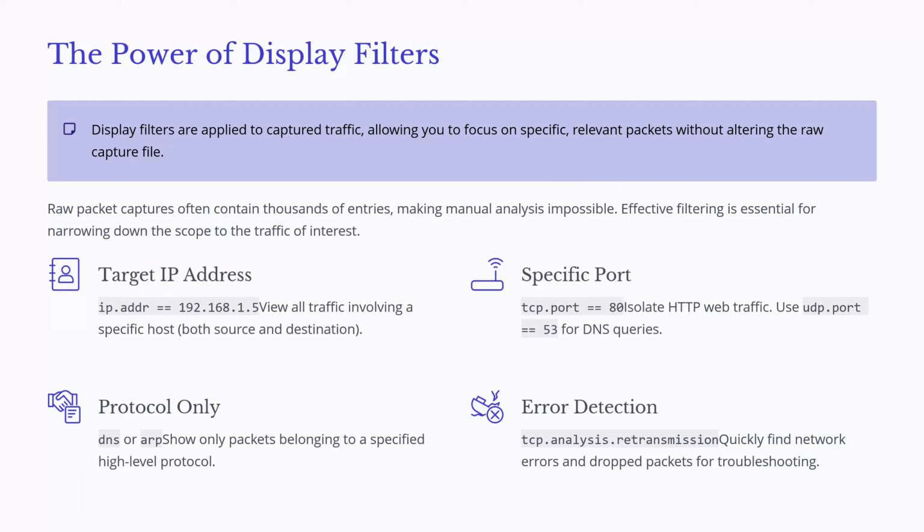The importance of filtering, or the power of display filters. Display filters are applied to captured traffic, allowing you to focus on specific relevant packets without altering the raw capture file. Raw packet captures often contain thousands of entries, making manual analysis impossible. Effective filtering is essential for narrowing down the scope of traffic of interest.